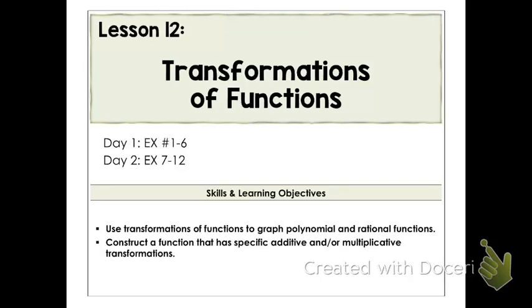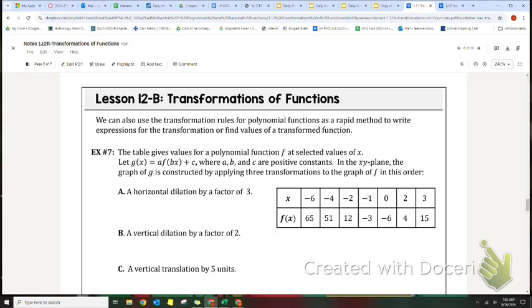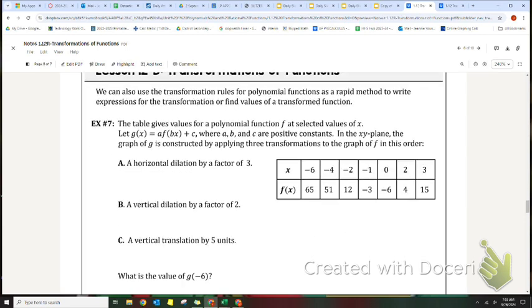All right, lesson 1.12B. So we're still talking about transformations of functions, and our skills and learning objectives are still to use transformations of functions to graph polynomial and rational functions, and then construct a function that has specific additive and/or multiplicative transformations. All right, so it says we can also use the transformation rules for polynomial functions as a rapid method to write expressions for the transformation and/or find values of a transformed function.